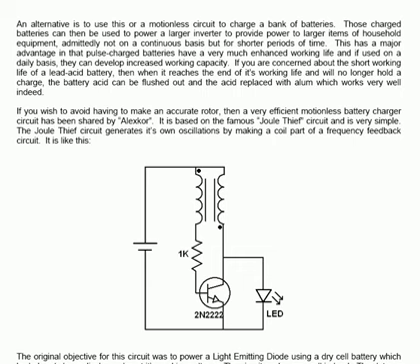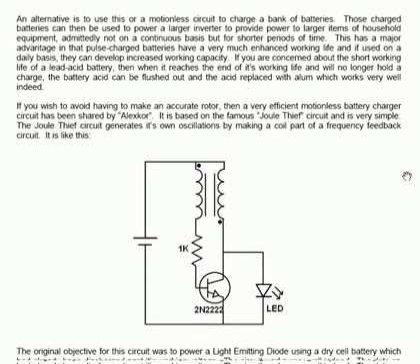If you wish to avoid having to make an accurate rotor, then a very efficient motionless battery charger can be made from the circuit which has been shared by Alex Core. It is based on the famous Joule thief circuit, and it's very simple. The Joule thief circuit generates its own oscillations by making a coil part of a frequency feedback circuit, like this. This is a Joule thief circuit.